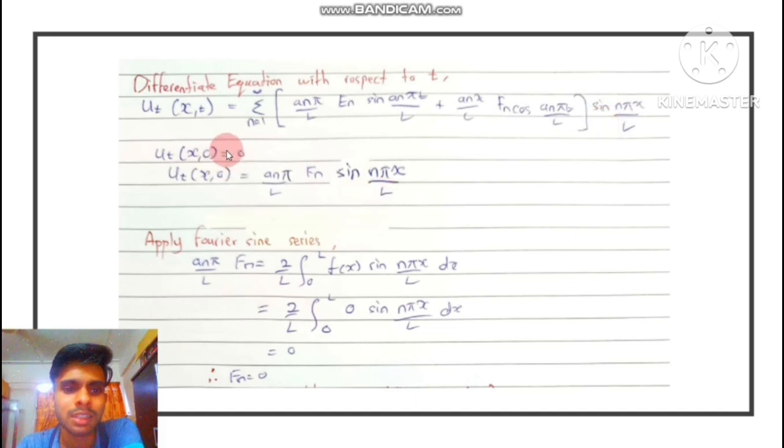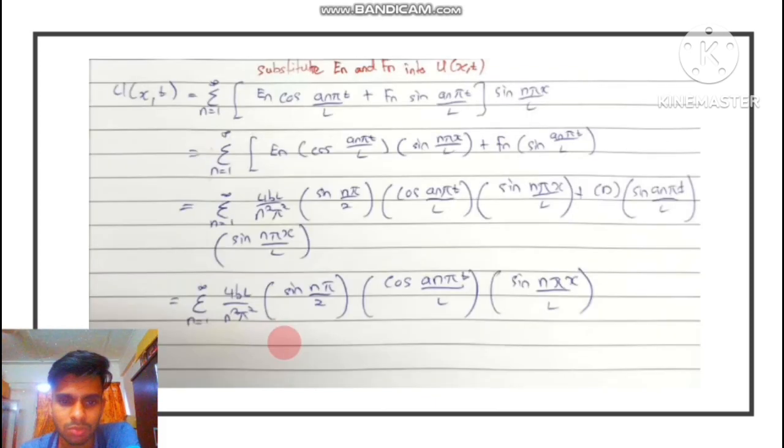By inserting the value for ut where t is equal to 0, we will get an pi over L Fn sin n pi x over L, and by applying the Fourier sine series, we will get 2 over L with a range of 0 to L fx sin n pi x over L dx. Since fx is 0, we will get Fn is equal to 0.